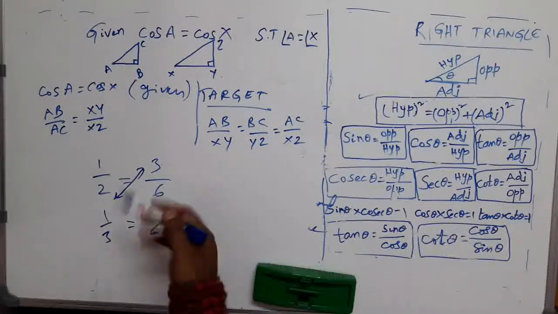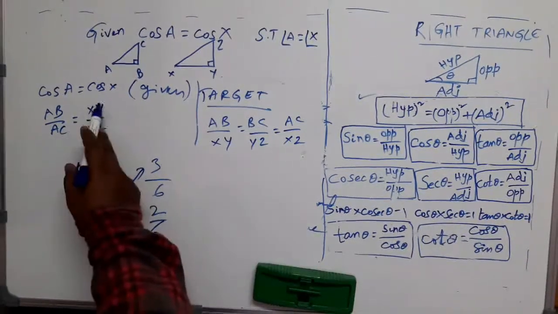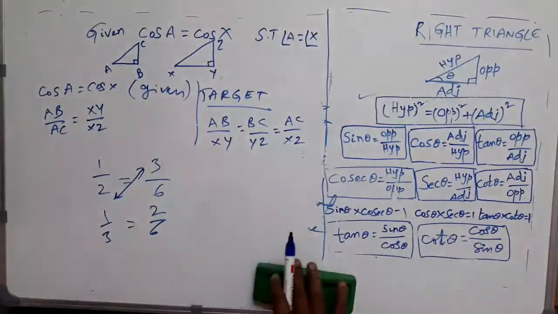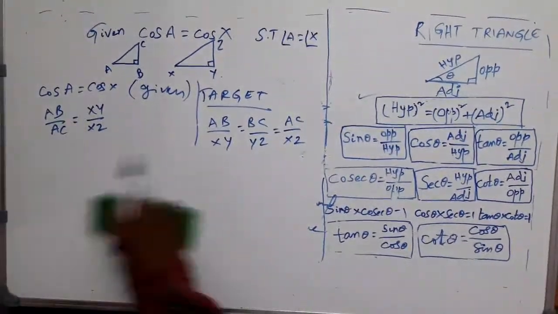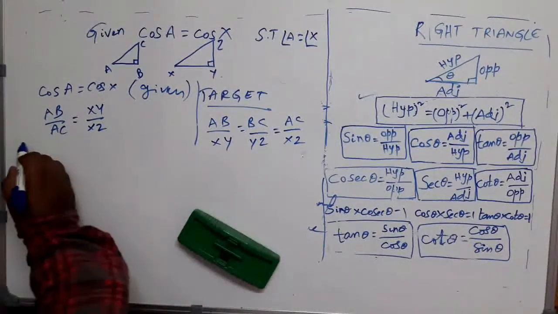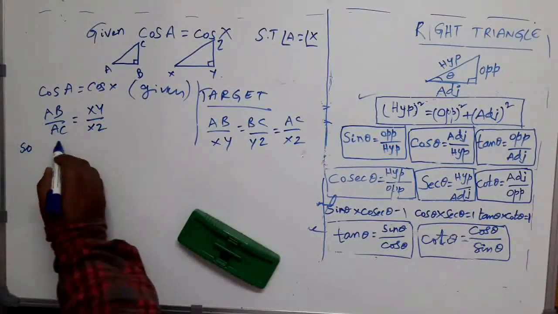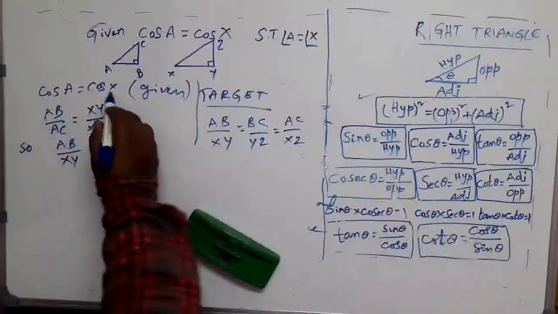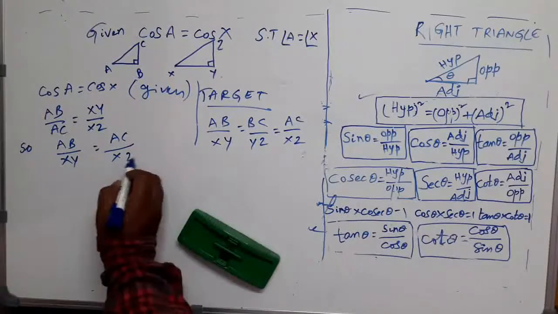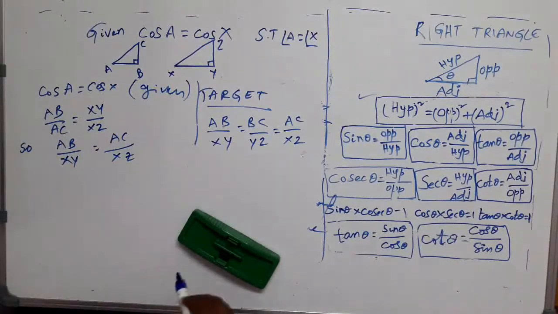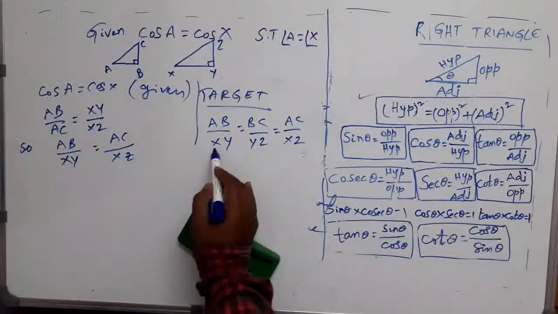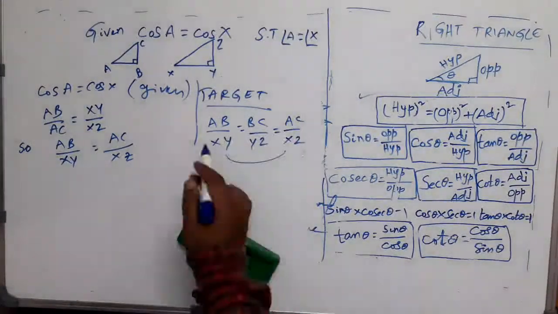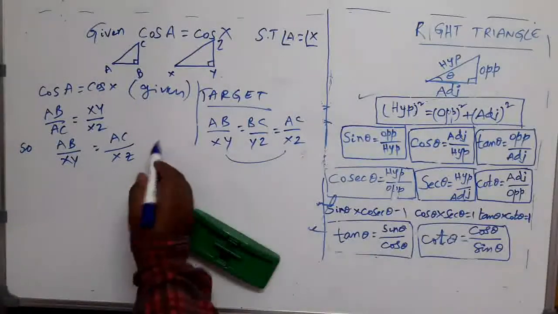Why am I discussing this? Because if I can bring this to here and this to here, that will be useful for my target. So I am using this point here. Bring AB to the numerator and XY to the denominator, this is AC divided by XZ. See this: AB by XY equals AC by XZ. This part we have already got.